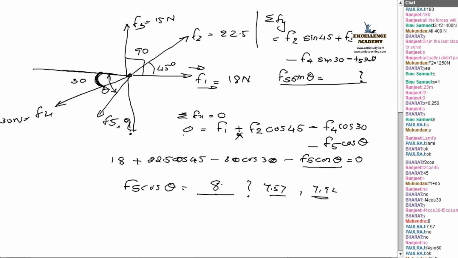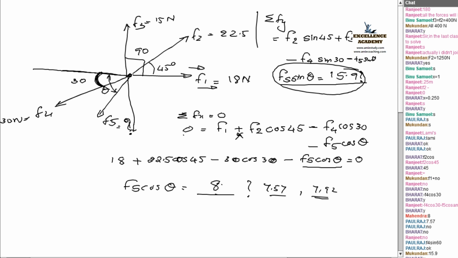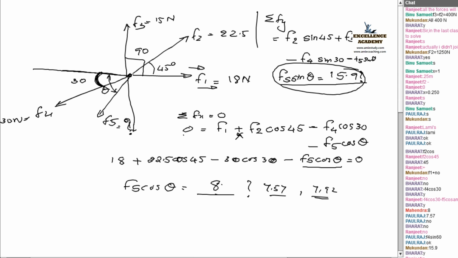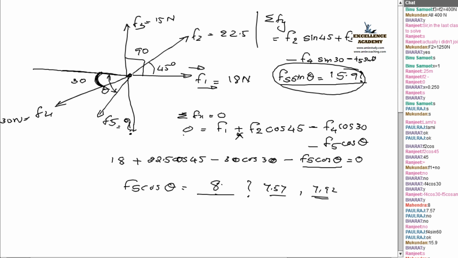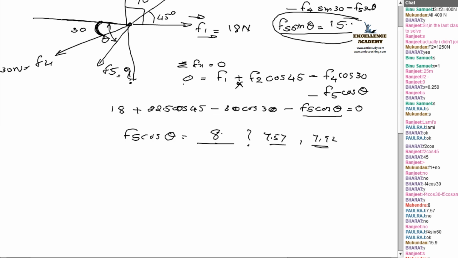Mukundan says that it is 15.9. All of you got that? If anybody has any doubt, please ask. These are basics. Yes, clear. Next is F5 sine theta equals 15.9 and F5 cos theta equals 8.